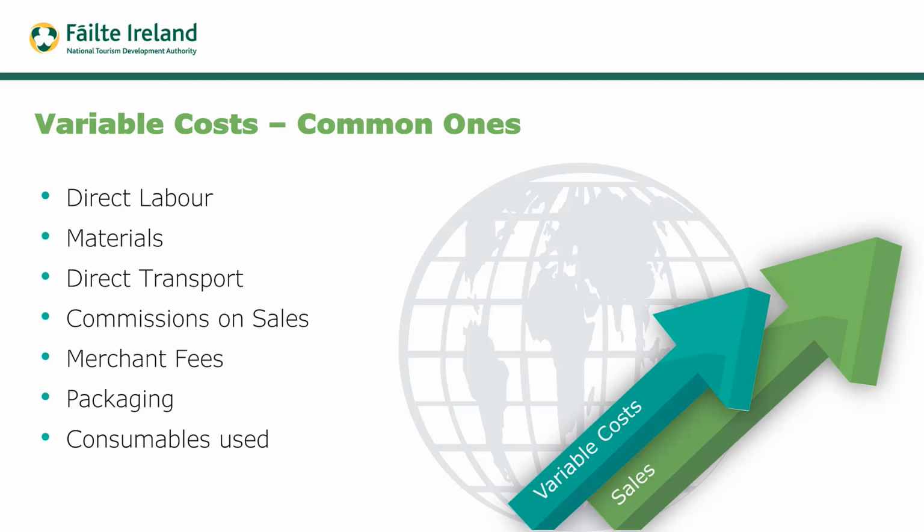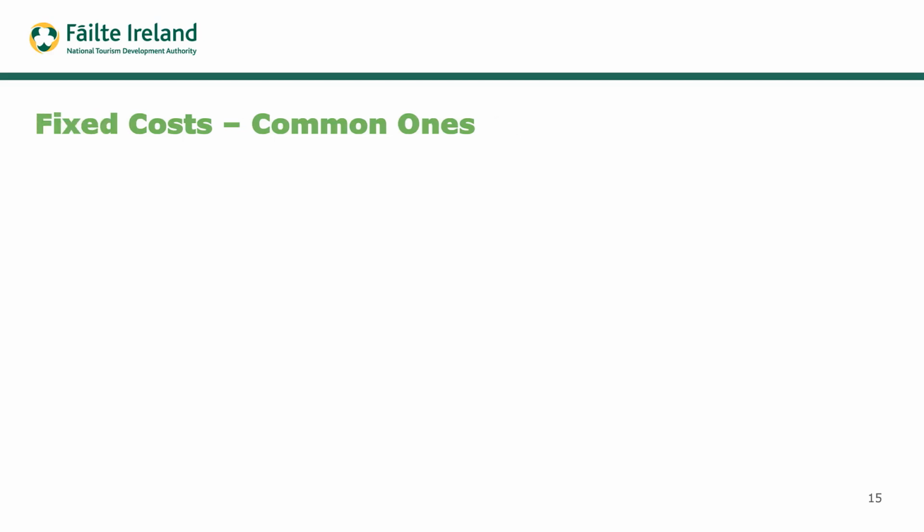And if sales decrease or you make none at all, variable costs decrease or are not incurred at all. So when you take variable costs away from sales, you are left with what is known as your contribution margin. The contribution margin is what is left over to go towards covering your fixed costs and leaving a profit in your business. Now let us look at fixed costs and what they are.